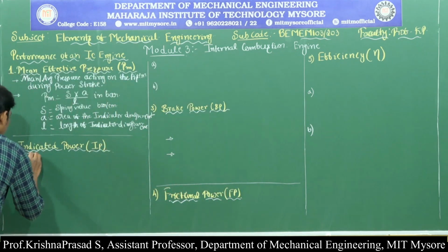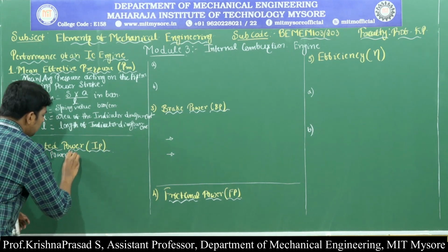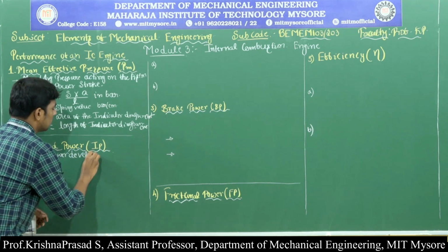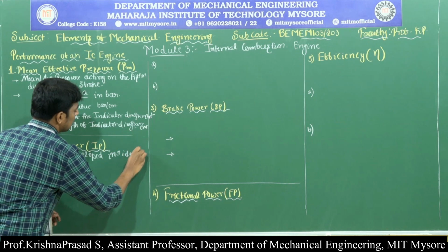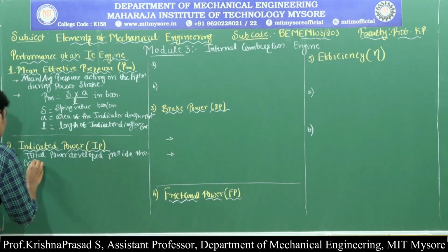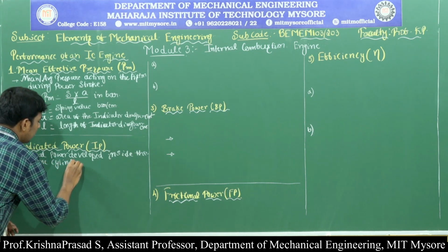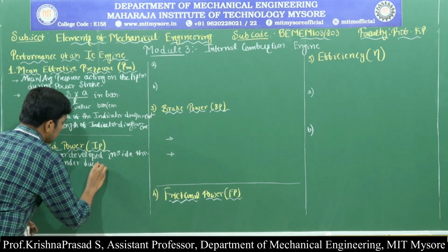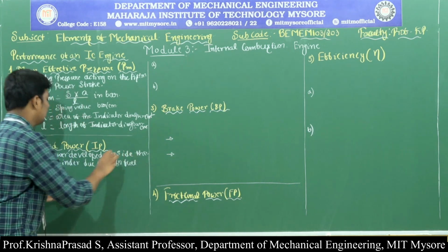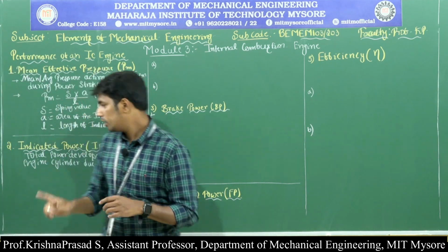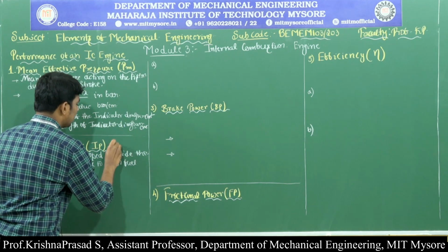The total power developed inside the engine cylinder due to the combustion of the fuel is known as indicated power. The indicated power is usually denoted by IP, and the unit is kilowatts.